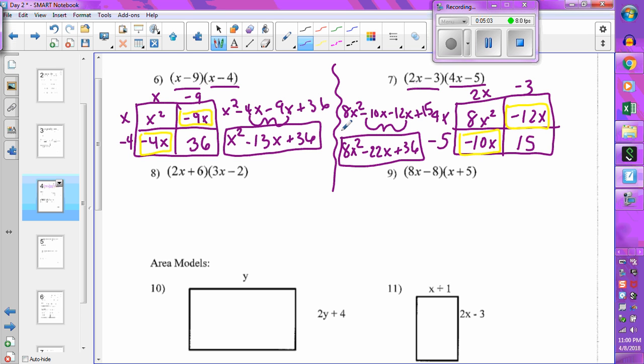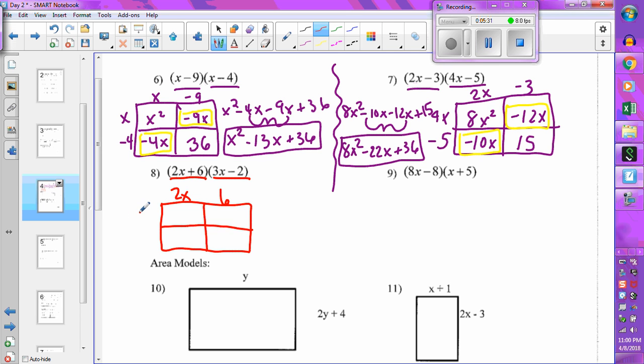Okay? I'm going to go ahead and switch colors just because. We're going to do the same thing down here. I want you guys to follow me and pay attention to what I'm doing, because you are going to have to do this independently. So we're going to draw another square, with 4 boxes. I'm going to take my first term and put it on top, so I'm going to put my 2x here, and a positive 6. Then I have a 3x and a negative 2.